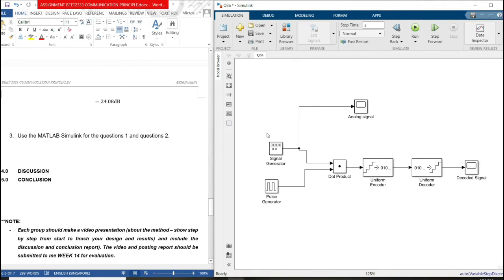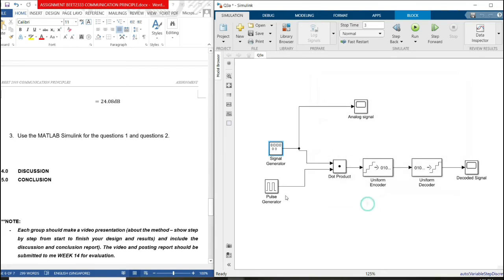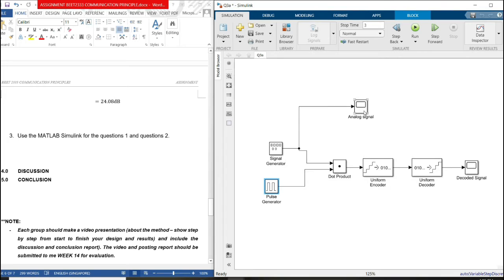In question 3, we use Simulink for question 1 and question 2. In question 1, we design the PCM here. For the signal generator, we use a sine wave with amplitude 1 and frequency 1 Hz, the same as code example 1. The pulse generator has amplitude 1 and period 0.1, which means a 10 Hz square wave, and the pulse width is 50% of the period.